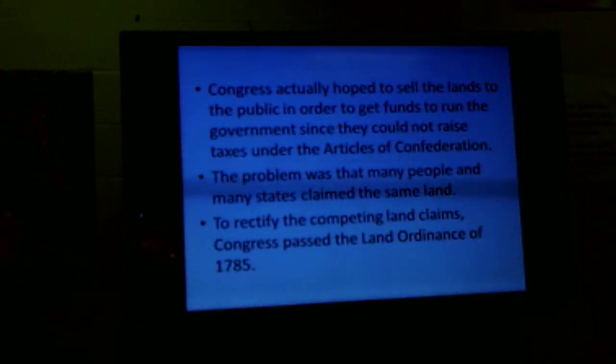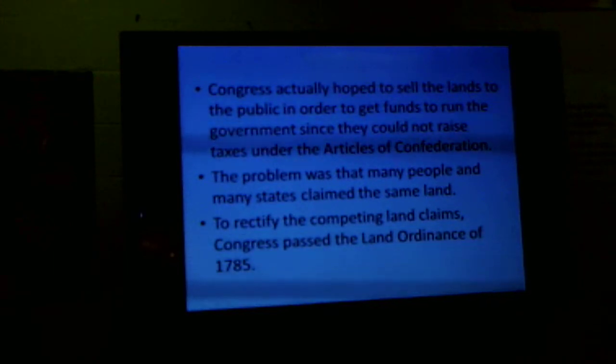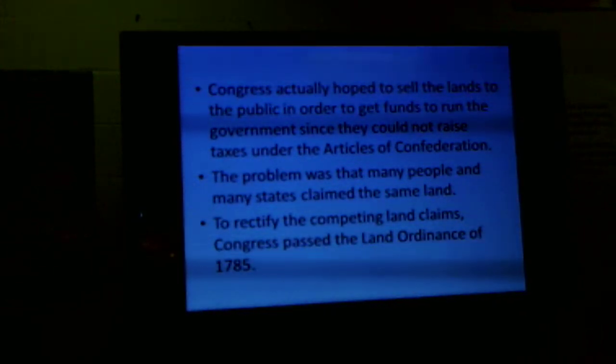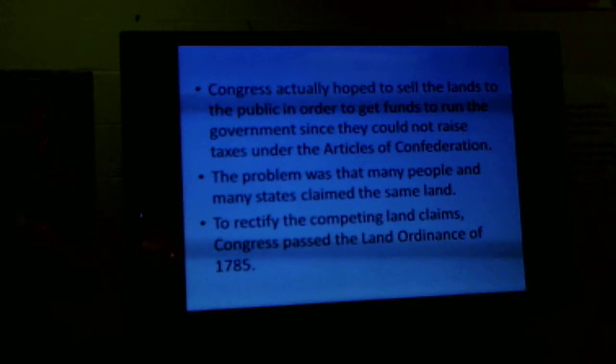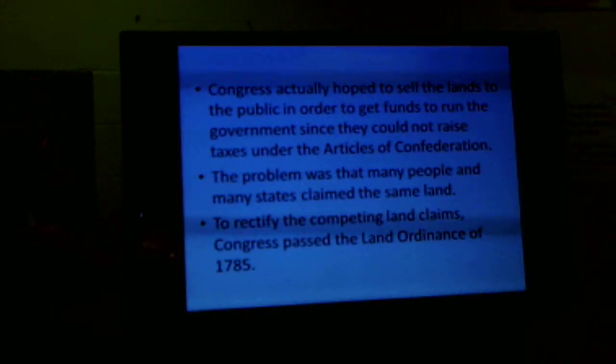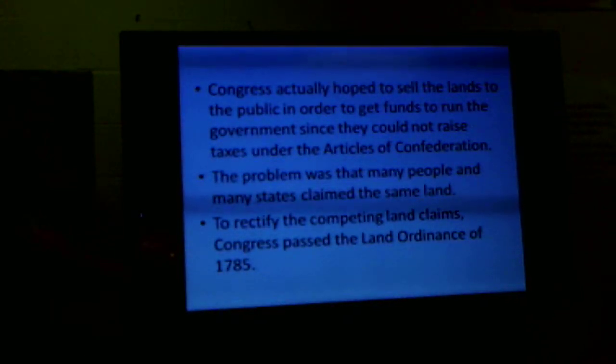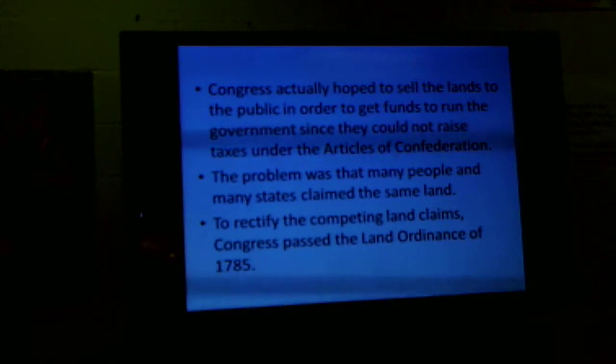So Congress actually hoped to sell the lands to the public in order to get funds to run the government. Because under the Articles, you remember, one of the weaknesses was they could not raise taxes. So they couldn't have taxes. So how else does the government make money? Well, this is how they're going to do it. They're going to sell little pieces of this land, a little piece at a time.